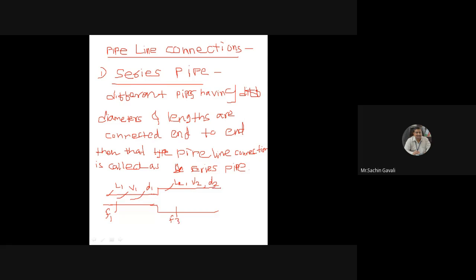Let us say this again is connected end to end to a third pipe, a contraction connection, having length L3, velocity V3, and diameter D3, and having the pipe coefficient of friction F2, sorry, here it will be F2.